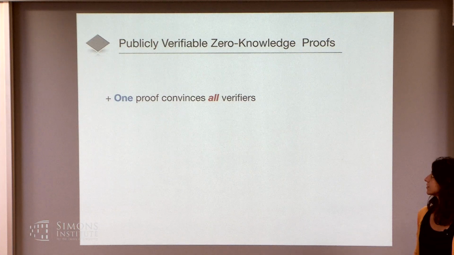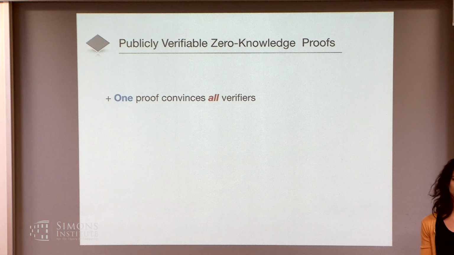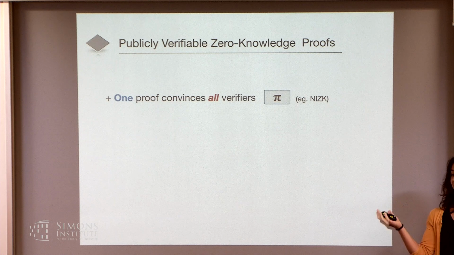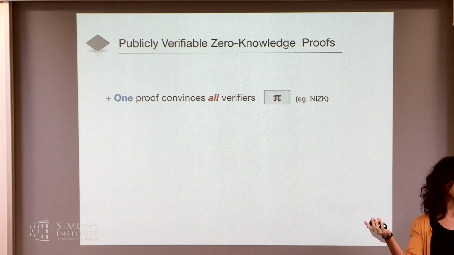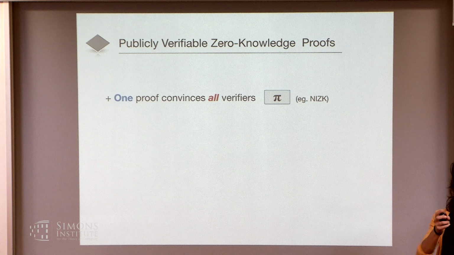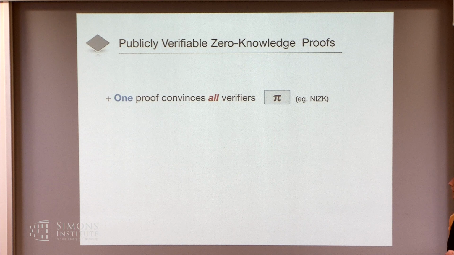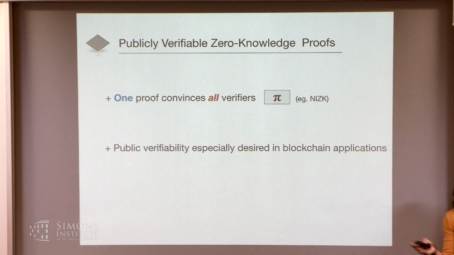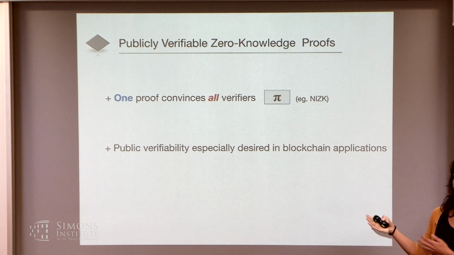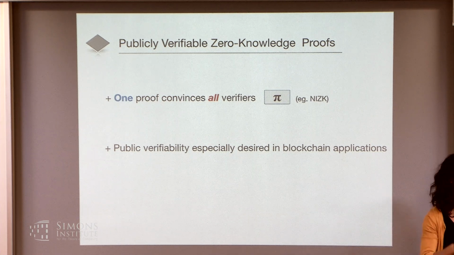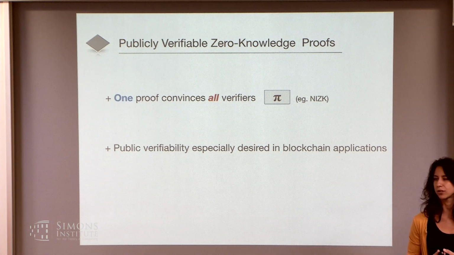Publicly verifiable zero knowledge is a zero knowledge proof that you compute once, and then you can use it for multiple verifiers. Typically, we associate NIZK with publicly verifiable zero knowledge. It does not have to be this way, but a NIZK is publicly verifiable because it's just one message. You compute your proof, you send it to the world, and everybody will be convinced. And as we said multiple times, this property is becoming more and more important for blockchain applications, because people will post their proof on the blockchain, and everybody can verify that the computation was done correctly.